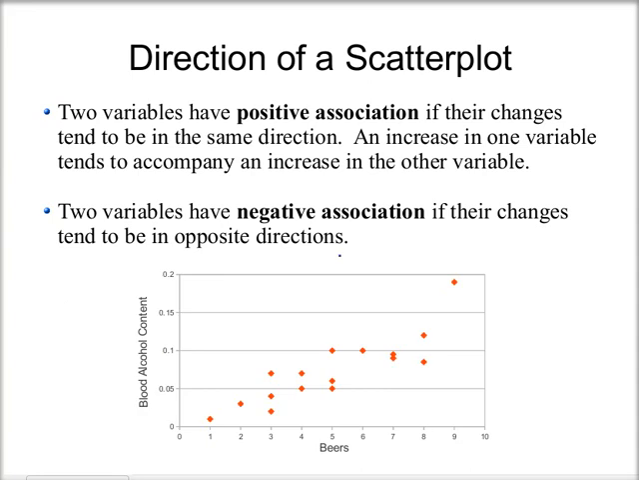So let's look again. This is our scatter plot of beers versus blood alcohol content. And it looks like as I go to the right, my points go up here. So I could draw a line kind of like this through my points, and they seem to follow that line pretty well. So these are going to have a positive association between the number of beers that the student drank and their blood alcohol content.